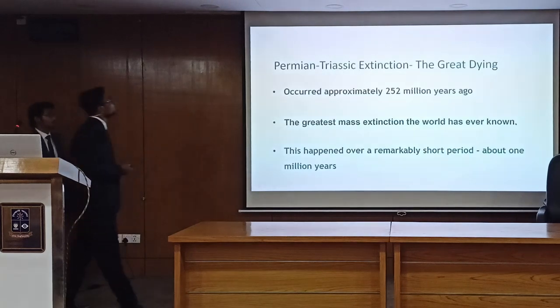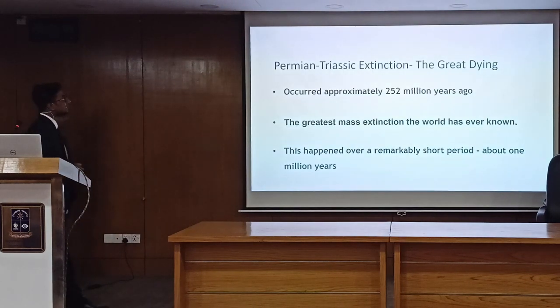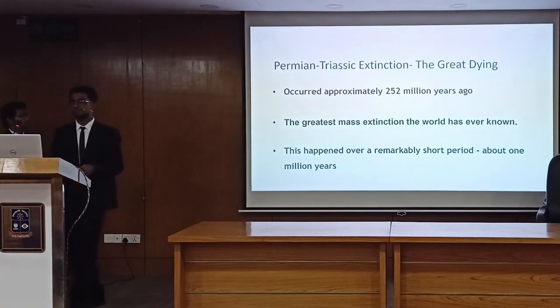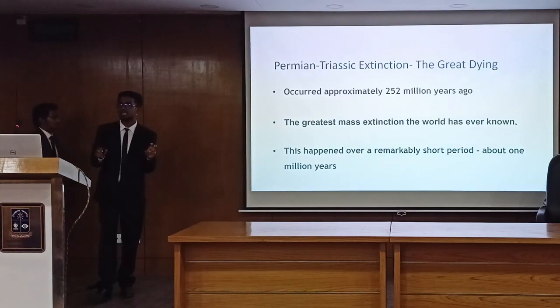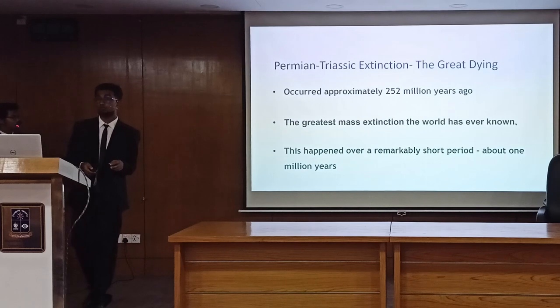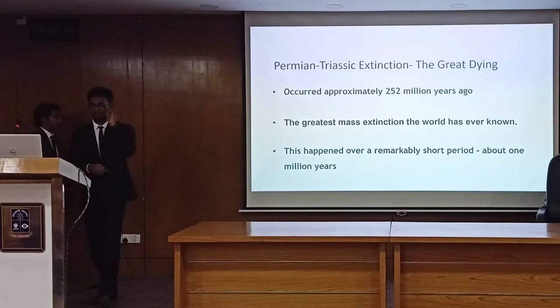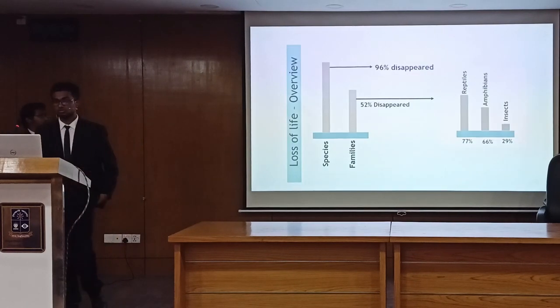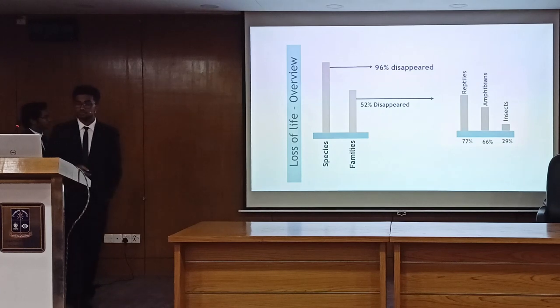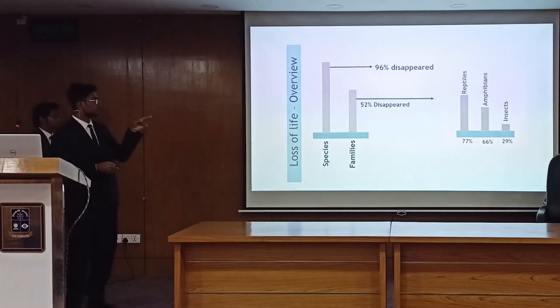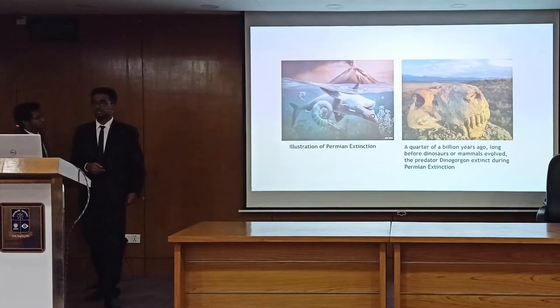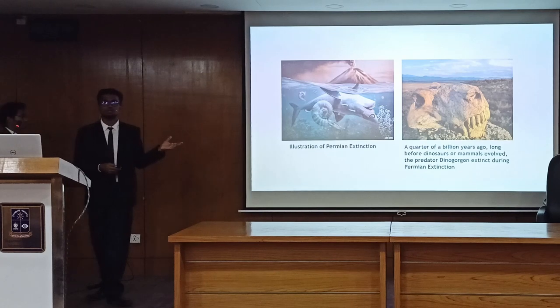We will start with the Permian Triassic extinction. It occurred nearly 252 million years ago, and due to the high amount of animal removal, it is also regarded as the Great Dying. If we talk about the loss of life, 96% of species disappeared and 52% of families, among them reptiles, amphibians, and insects as well.